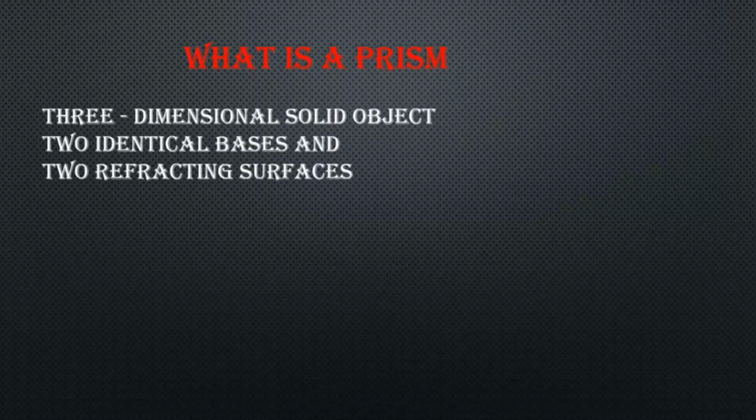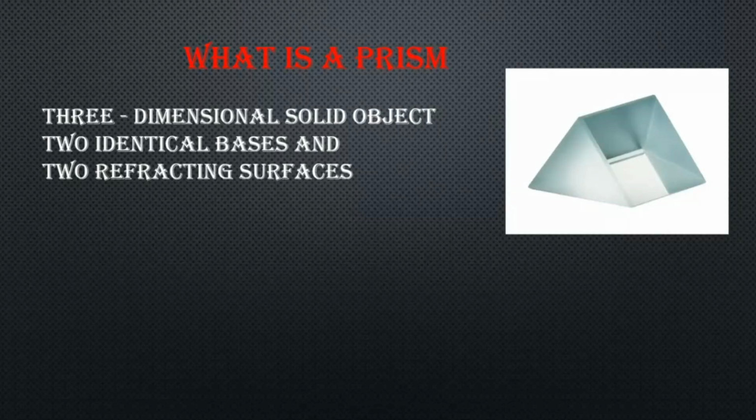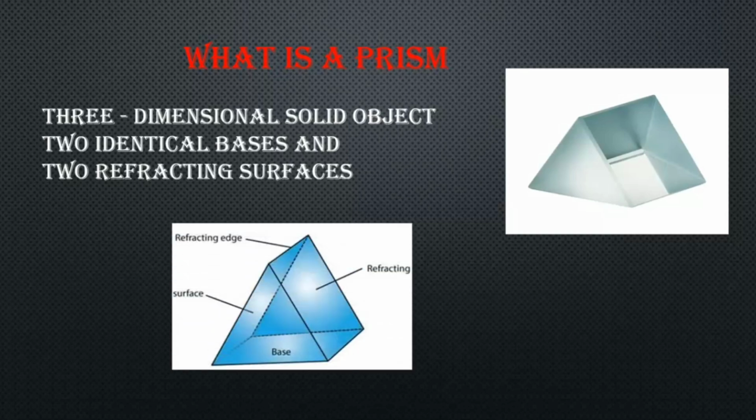So before learning about that, we should know about the prism. What is a prism? A prism is a three-dimensional solid object with two identical triangular bases and two refracting surfaces. So this picture clearly shows the structure of a prism. As I already told you, it has a triangular base and two refracting surfaces.